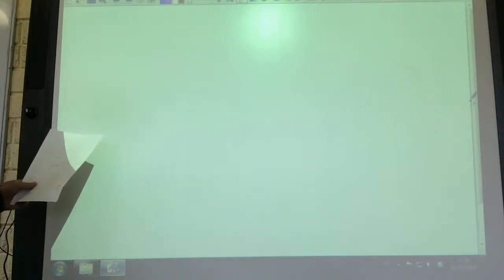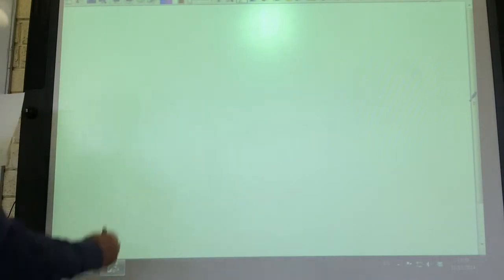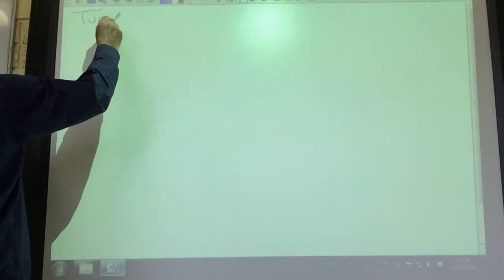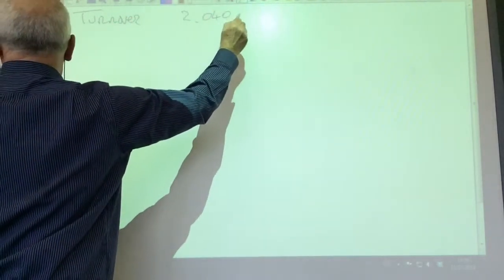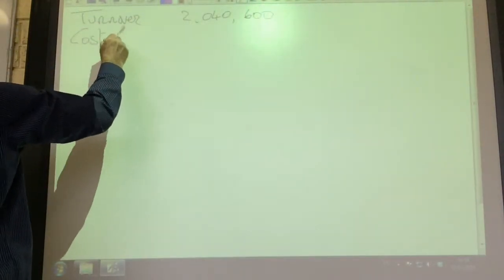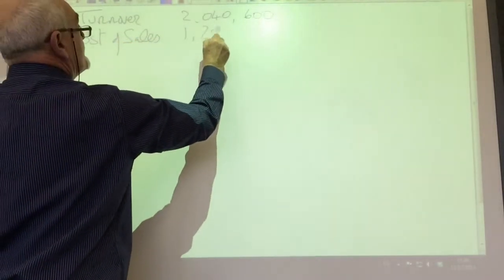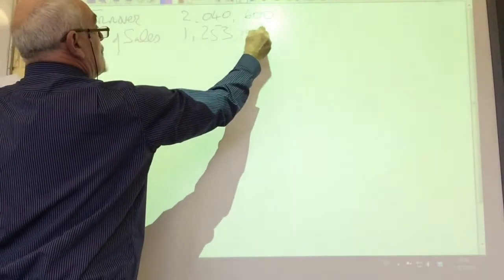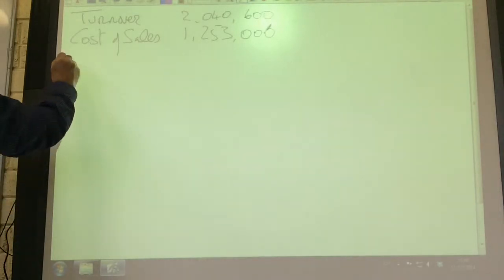So continuing with the 2013 paper, we're going to do the final accounts here now, starting off with turnover. Our turnover is 2,040,600, from which we subtract cost of sales. Our cost of sales is 1,253,000. Remember, that's our opening stock, purchases, paid and dry write-off, and less closing stock. That gives us our gross profit.